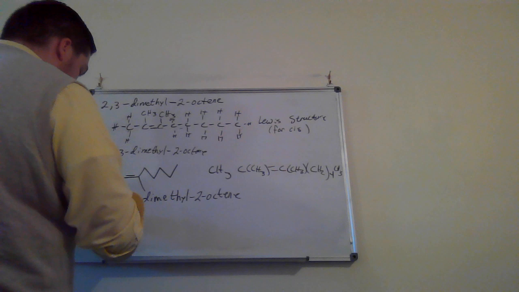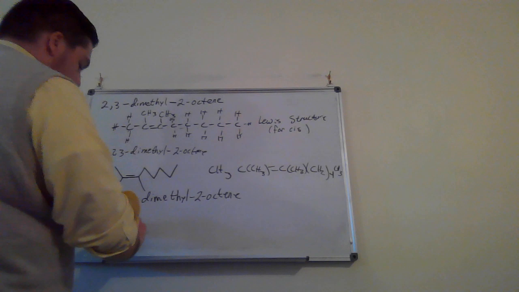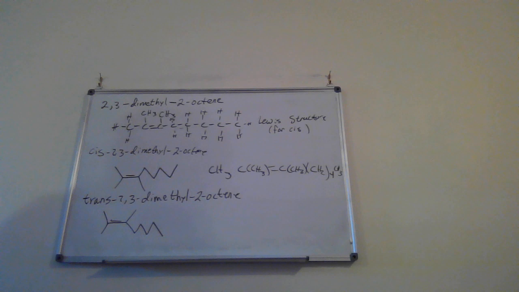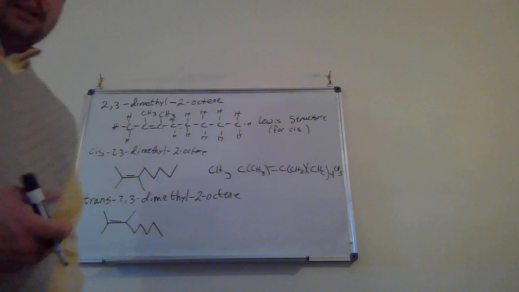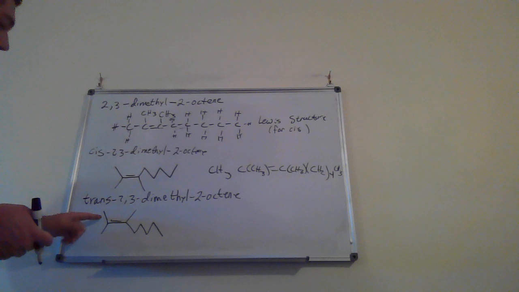So carbon 1, carbon 2, carbon 3, carbon 4, 5, 6, 7, 8. So that would be trans, right? Or is this, again, the same issue like we saw in the last video, that cis and trans makes no sense because we have a third methyl group here?